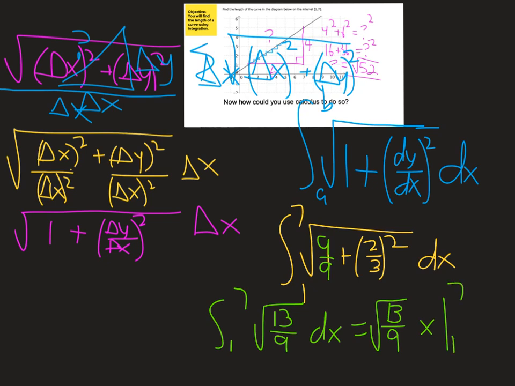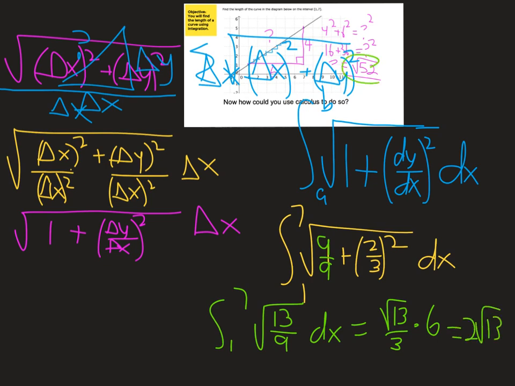And then plug in 7, plug in 1, so that's going to be times 6. I don't want to shrink things, so I'm just going to write times 6. If I write that as the square root of 13 over the square root of 9, but the square root of 9 is 3, so that's the square root of 13 over 3. 6 over 3 is 2. That's 2 square roots of 13.